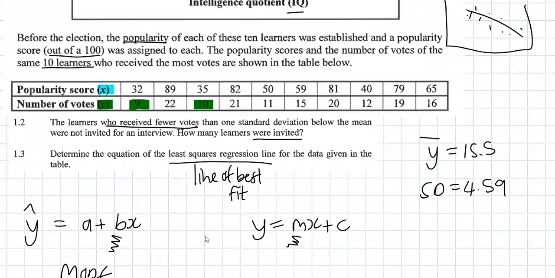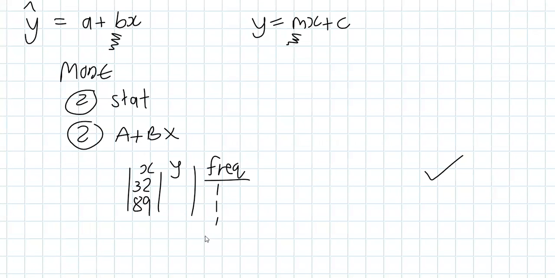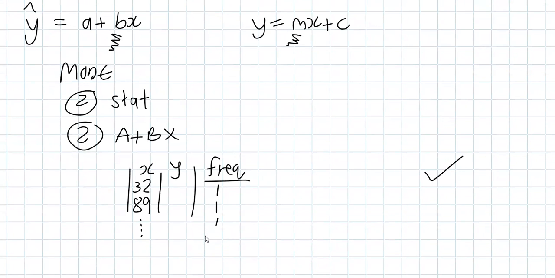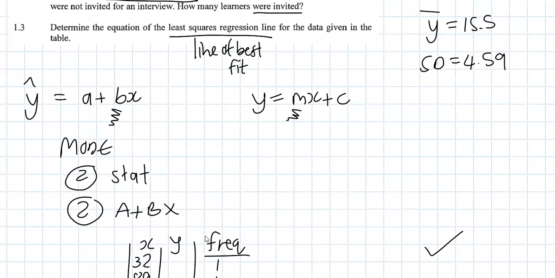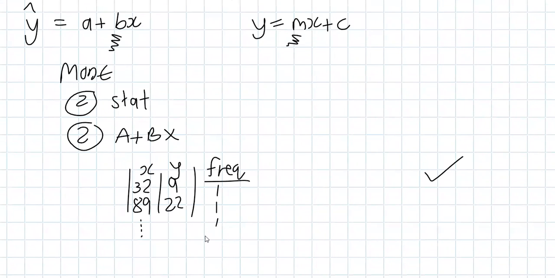Generally speaking, always check, but if they don't say X like they have here, then the top one is always your X and the bottom one is always your Y. But here they've labeled it for you, X and Y. So for the X's we put in 32, 89, and so on, remembering to press equals each time. And then we use the navigation arrows down to the Y's. And we start with 9, 22, and so on. Press AC.